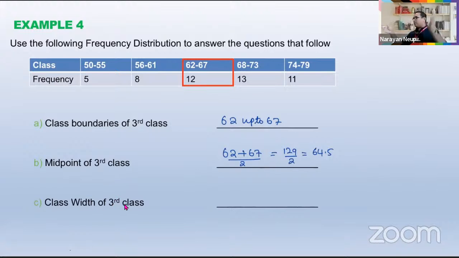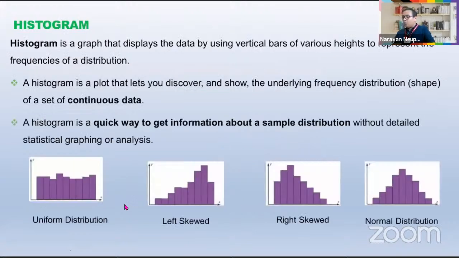Next one is the class width. What is the width of the class, or how many elements are there? If we go from 62 up to 67, 6. Right? If you count 62, 63, 64, 65, 66, 67, 6 of them. Okay. Any question on this example? No. So let's talk about histogram then.